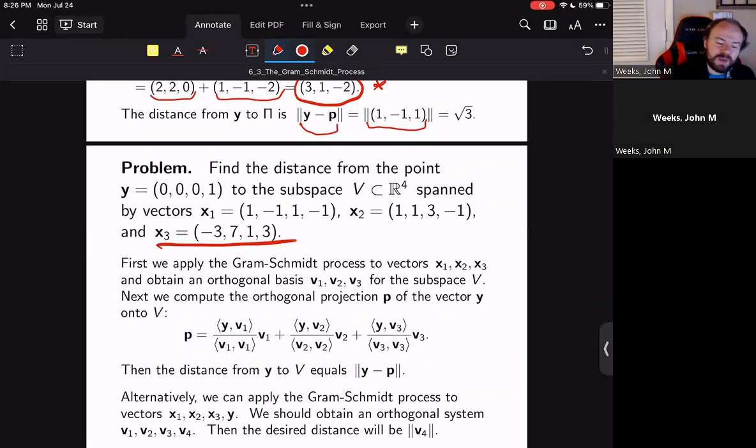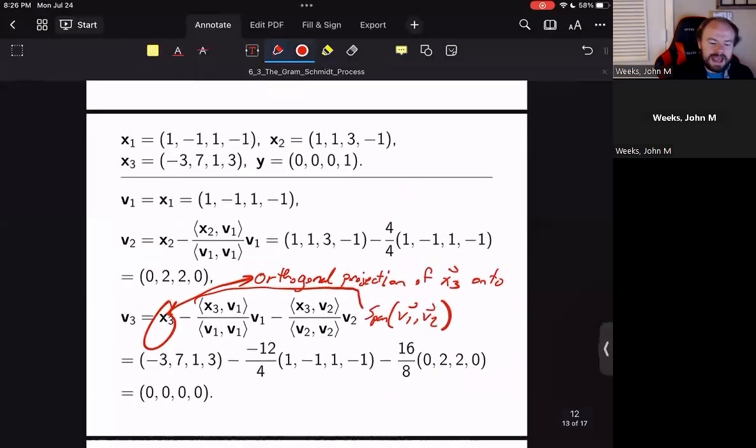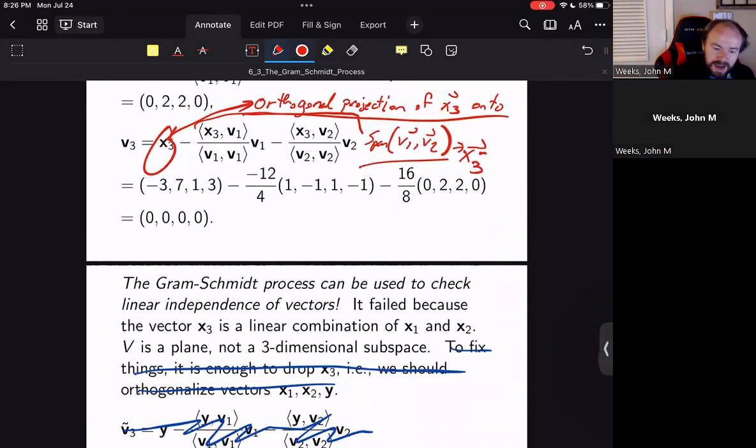This x3 can be written as a linear combination of x1 and x2. And we actually found that as part of the Gram-Schmidt process, namely x3 is equal to its orthogonal projection onto the span of v1 and v2, so x3 is inside of it as a result. So the Gram-Schmidt process can be used to check linear independence of vectors as well. The reason we got 0 here for v3, we use the word "failed" in quotes because really it kind of succeeded in a way. It told us that x3 is a linear combination of x1 and x2. That means that v is a plane, not a three-dimensional subspace.